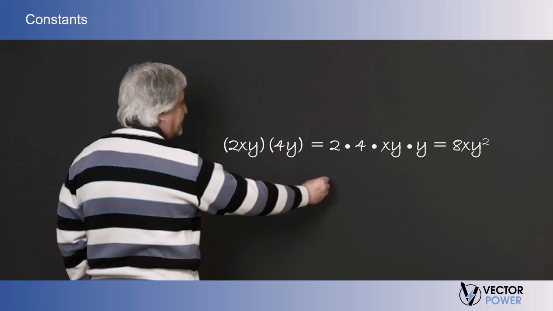There will often be constants, numbers like 3, 2.9, 1/2, etc., mixed in as well. Just multiply the constants separately and put the result in the answer. So, 2 times x times y times 4 times y would equal 2 times 4 times xy times y, and that would simply equal 8 times x times y squared.